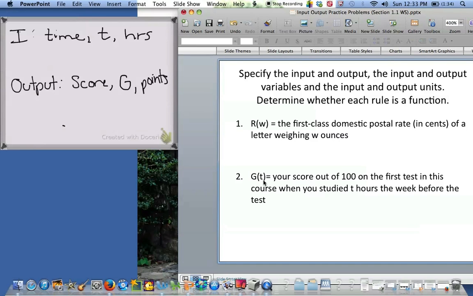Right? And then you have to decide, is this a function, is it not a function? So you could, depending on how many hours you studied, depending on who the person is, one person could study for 2 hours and earn a 90, the other person could study for 2 hours and only earn a 70. So this actually is not a function.